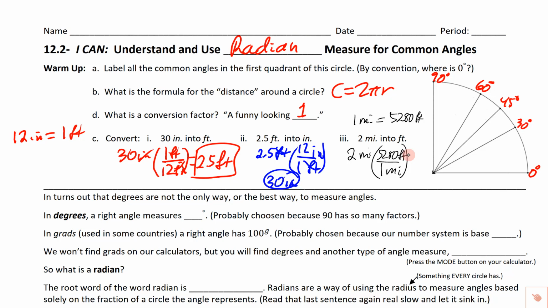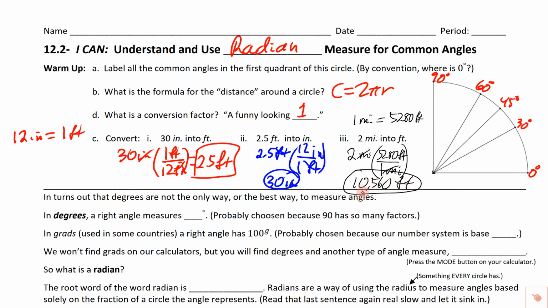Okay, can you see why I call conversion factors funny looking ones? That does not look like a 1, but it is. Same thing over same thing in a fraction. That is a 1, and look, the miles cancel. And most of you would have known, oh, if it's 5,280, we would just multiply and we get, let's see, 10,560, is that what it is? Yeah. Feet, okay? So there's the answer.